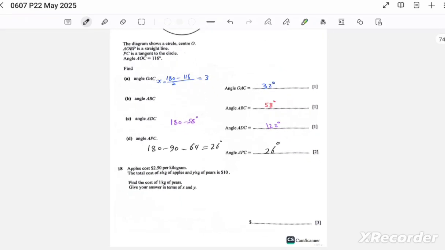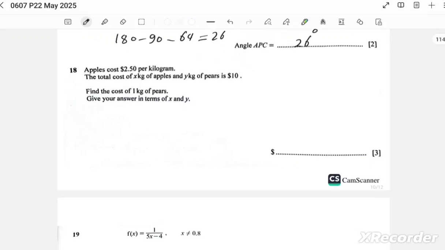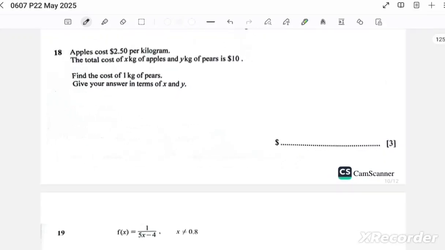Next one. Apples cost $2.5 per kilogram. The total cost of X kilograms of apples and Y kilograms of pears is $10. Find the cost of 1 kilogram of pears. Give your answer in terms of X and Y. So our answer will be in terms of X and Y.